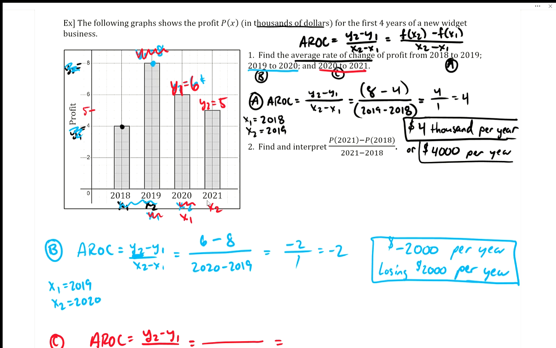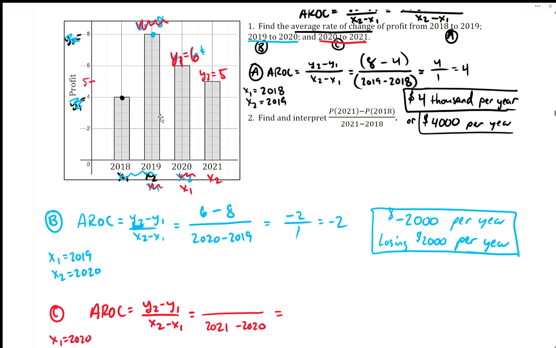Okay, and then again, let's be careful with the order. So y2 is first, so it should be 5 minus 6. And then we get negative 1 over 1. That simplifies to be negative 1. Now, again, this negative and it's dollars. So I'm going to go straight to the second scenario.